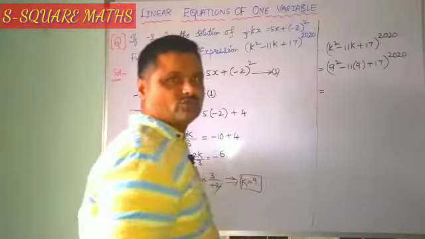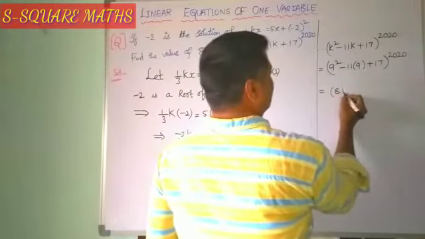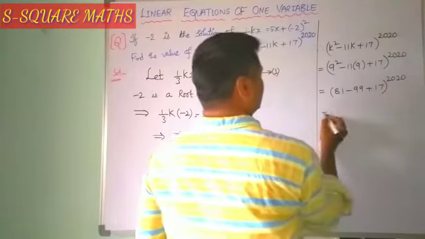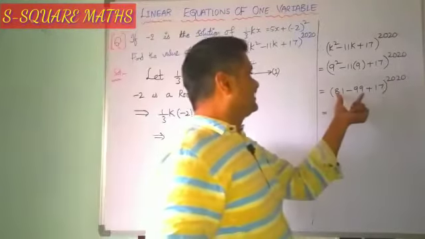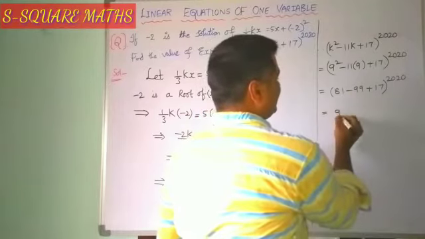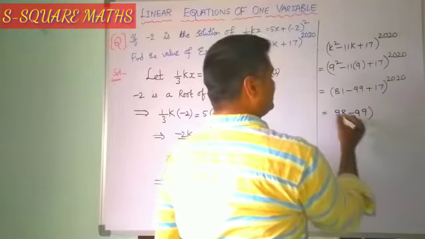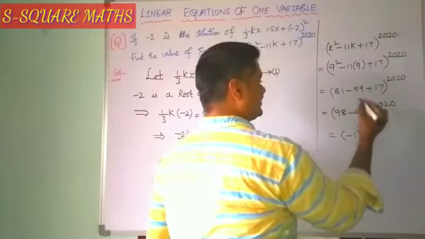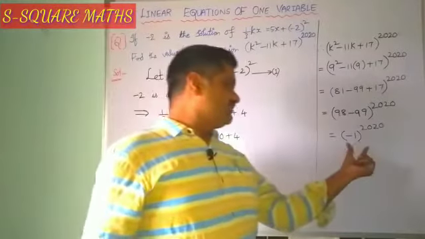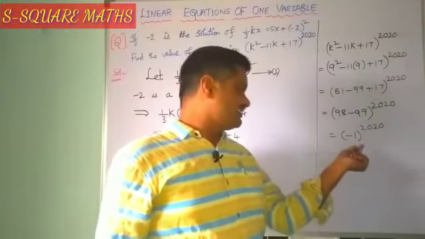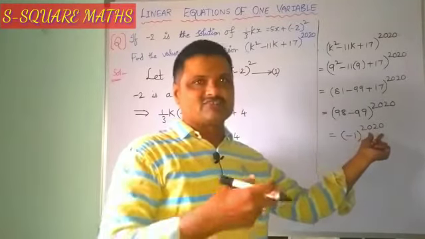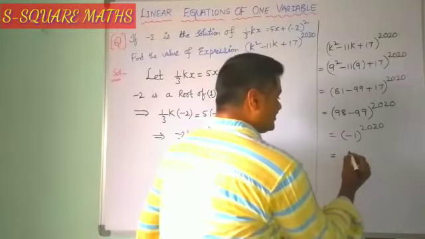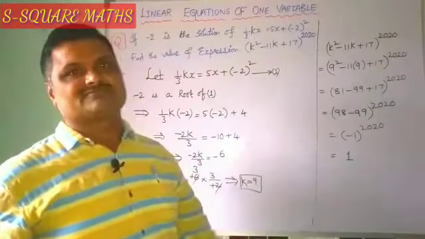So 9 square gives you 81. 81 minus 99 plus 17 whole power 2020. So 81 plus 17 gives you 98. 98 minus 99 whole power 2020 gives you minus 1 whole power 2020. Already we discussed at the primary level, 7th or 8th standard, that here minus 1 whole power 2020, the exponent 2020 is an even number. So always we will get a positive number, that is nothing but plus 1.